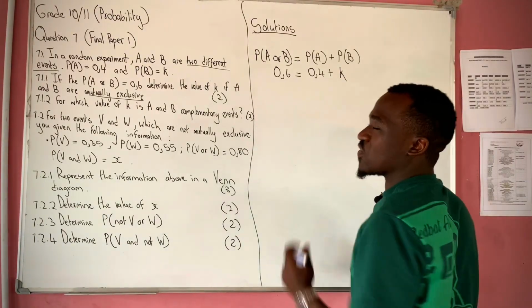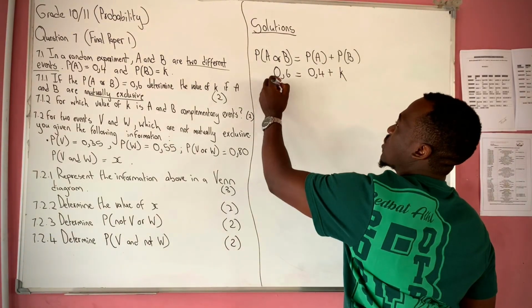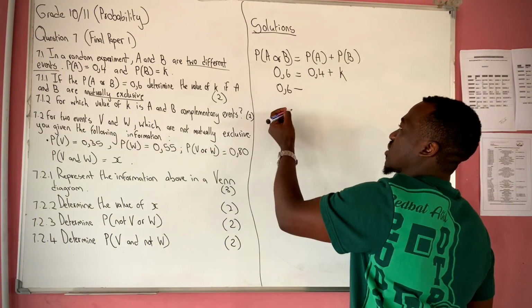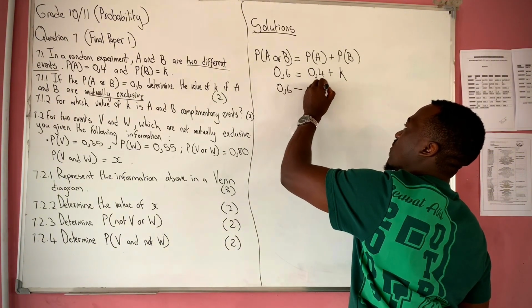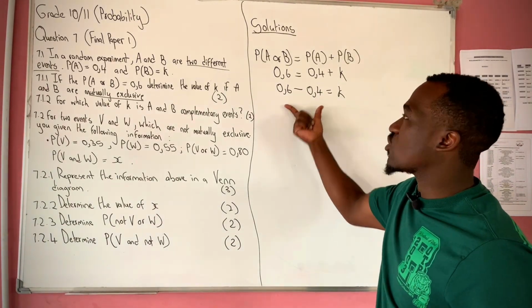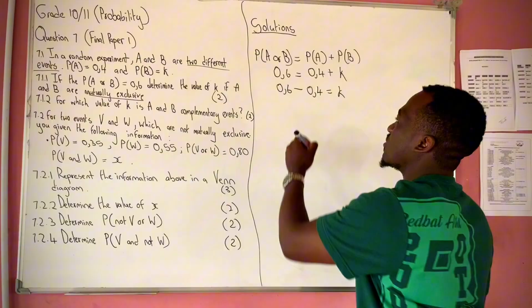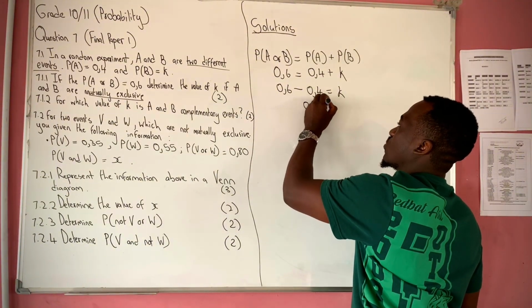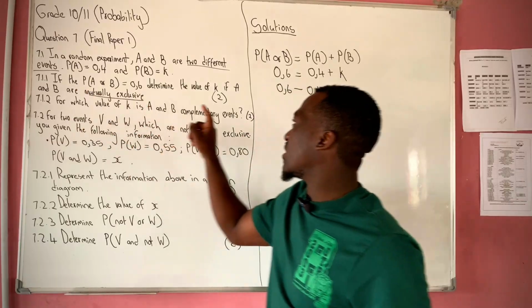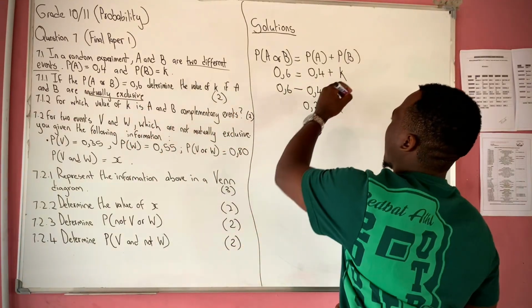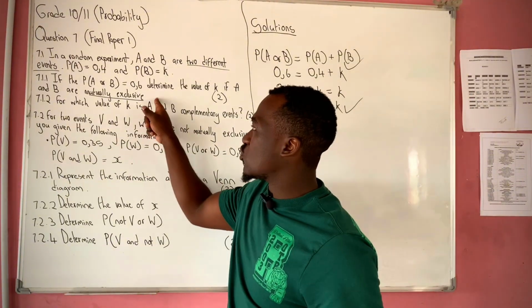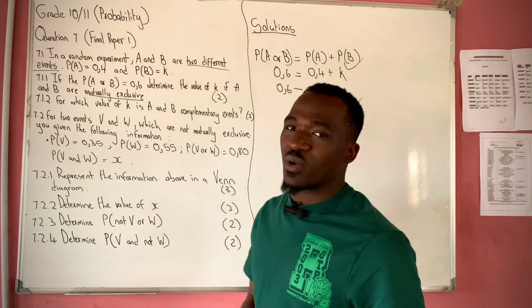So now we have to solve for K. Remember we need to transpose the 0.4 to this side and it's going to change the sign. So 0.6 minus 0.4 equals K. Now we know that K is 0.6 minus 0.4, which is simply going to be 0.2. That is our K for 7.1.1. Then we got our 2 marks. This is the first mark, then the second mark there. So now we have 2 marks there, then we are done with 7.1.1.